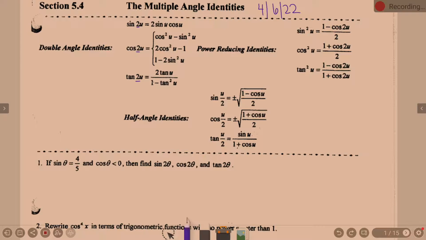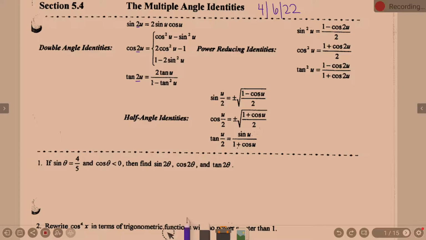Question 1. If sine of theta is 4/5, cosine of theta is less than 0, find sine of 2 theta, cosine of 2 theta, and tangent of 2 theta. So basically, this problem is asking us to try out our double angle identities, right? Because they want us to find sine of 2 theta. Well, we're going to have to use our double angle identity. As you look at these double angle identities, we're given sine, but that's all we were given. We're also going to have to know cosine, and we're going to have to know tangent.